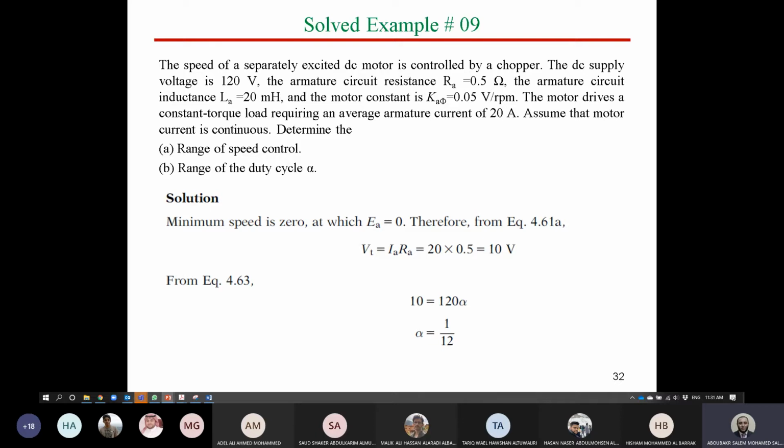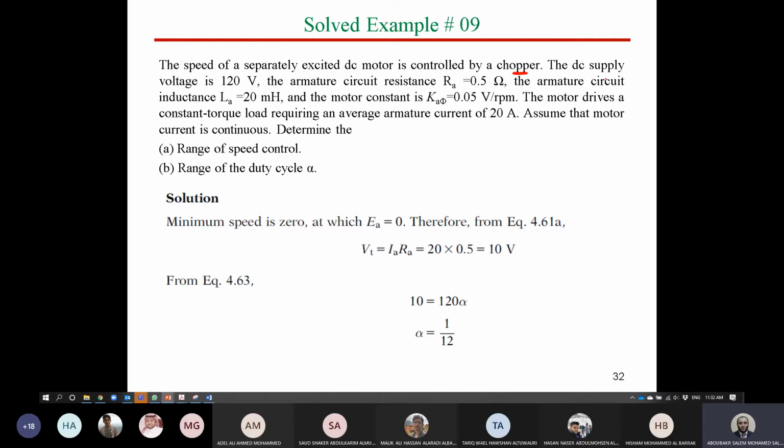Another problem here, شباب, the speed of separately excited DC motor is controlled by a chopper. So the circuit now we are going to use the DC chopper one. You remember the relation, the output was equal to the duty cycle multiplied by the input DC voltage.